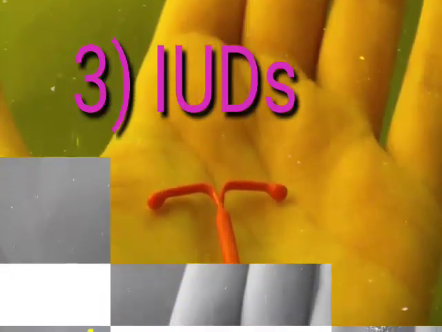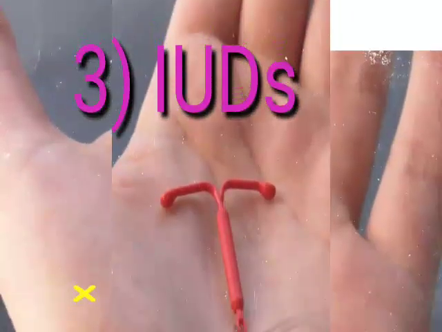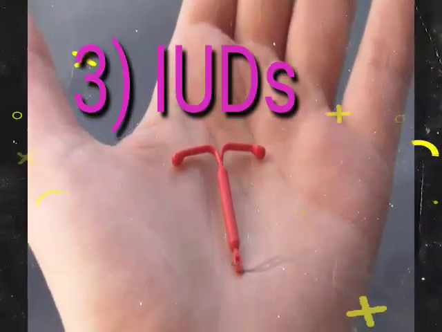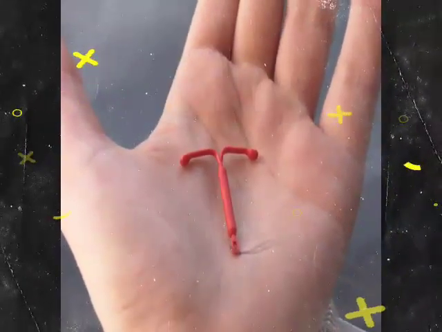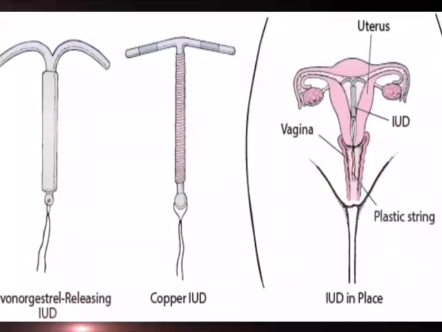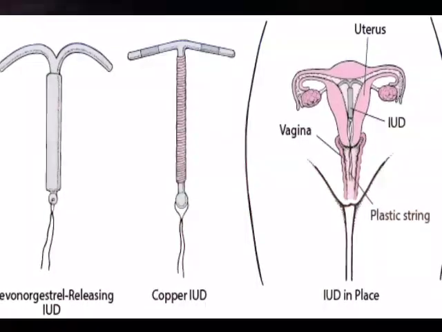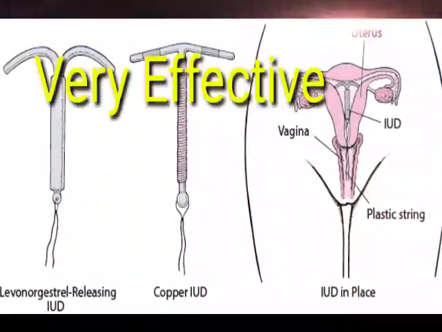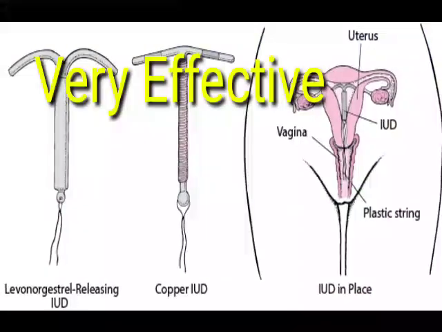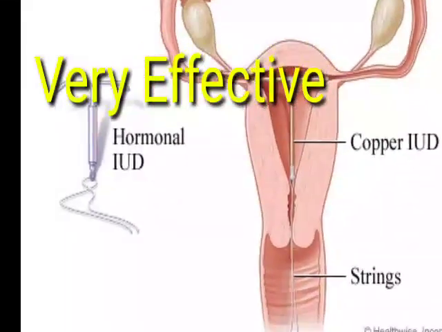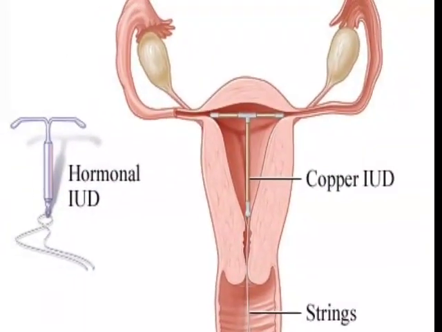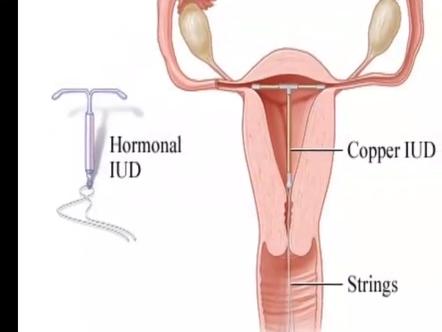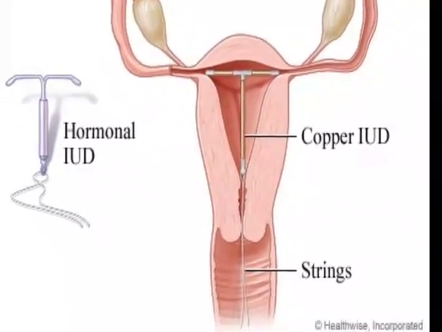Intrauterine devices, IUDs, are small T-shaped devices inserted into the uterus by a healthcare provider. They work by preventing fertilization or implantation of a fertilized egg. Advantages: highly effective when inserted correctly. Long-lasting, can last up to 10 years. Low maintenance. Hormonal and non-hormonal options available.